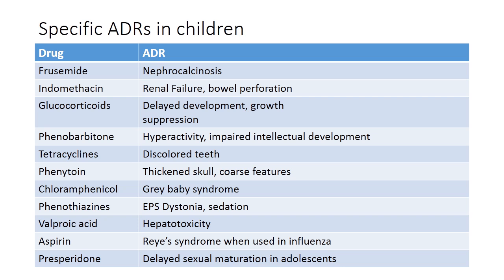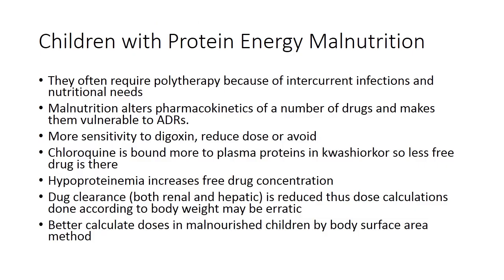Chloramphenicol is not used nowadays. It has caused gray baby syndrome. Phenothiazines may cause dystonic reaction and sedation. Valproic acid causes hepatotoxicity in young children. Aspirin will cause Reye's syndrome when used in influenza, and risperidone causes delayed sexual maturation in adolescents. So these specific features must be kept in mind.